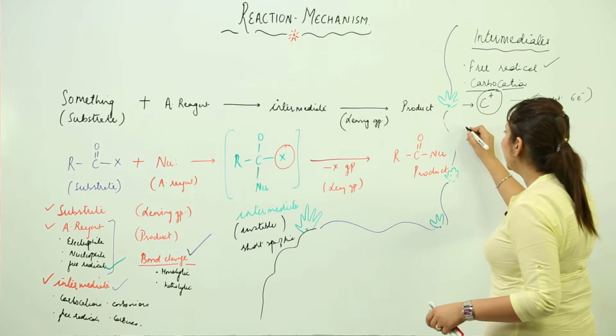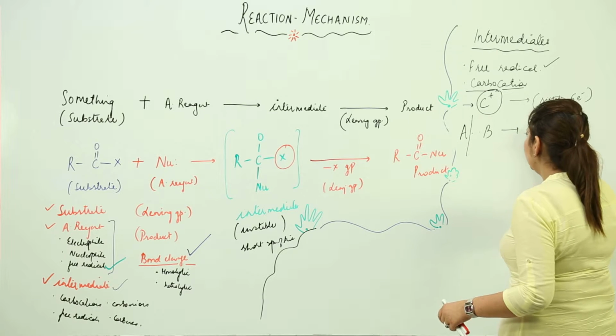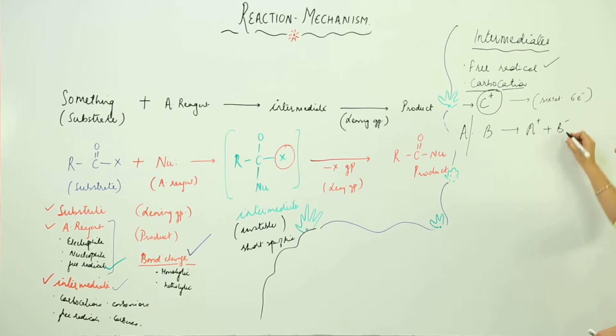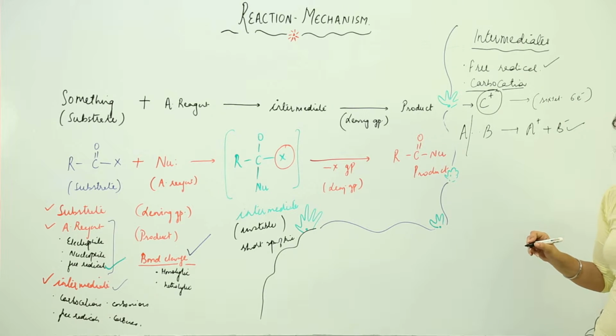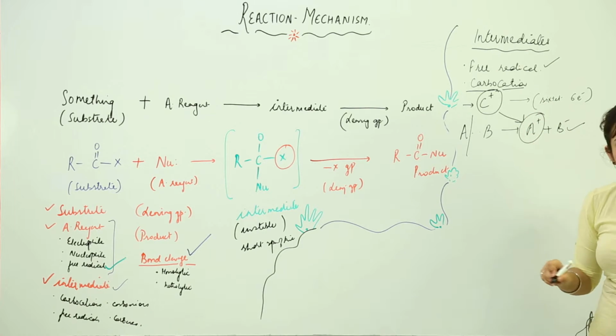And how is the carbocation formed? It is formed as a result of heterolytic fission. I told you that the one which takes away the shared pair acquires a negative charge, that is a carbanion, we will discuss later, and the one which has a positive charge is a carbocation. So this is how it is formed.